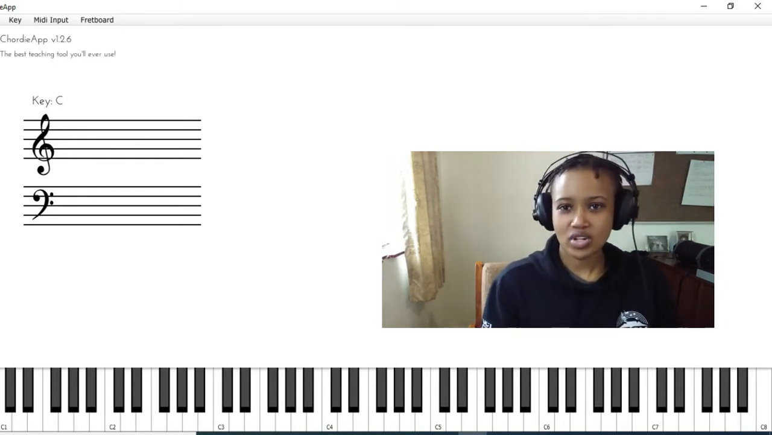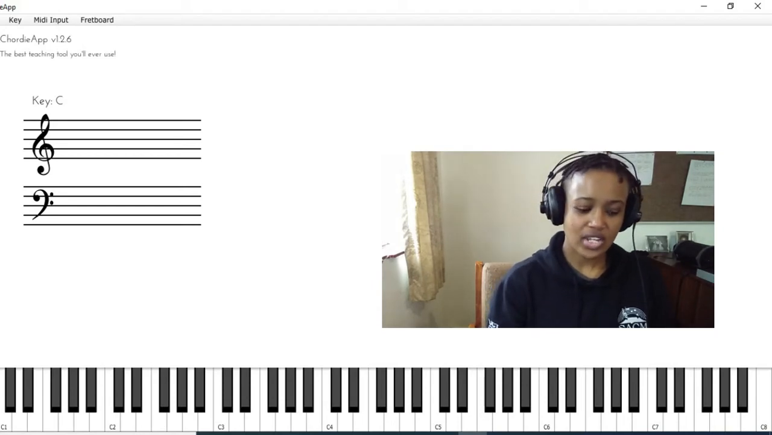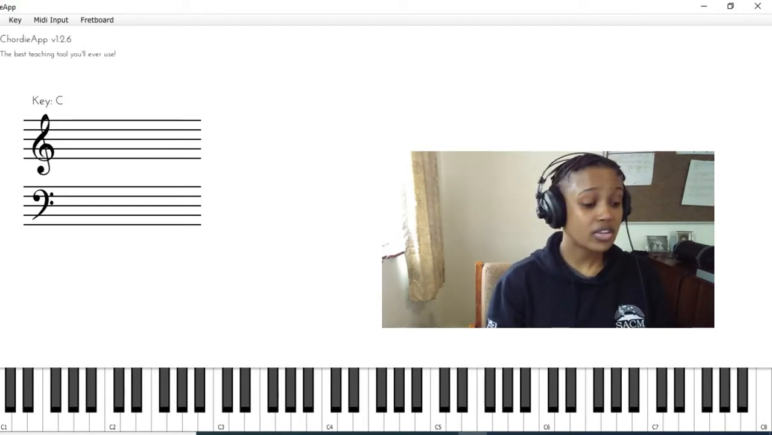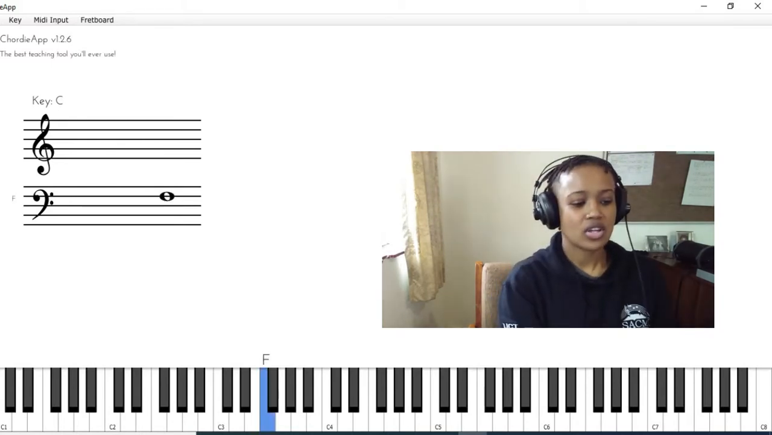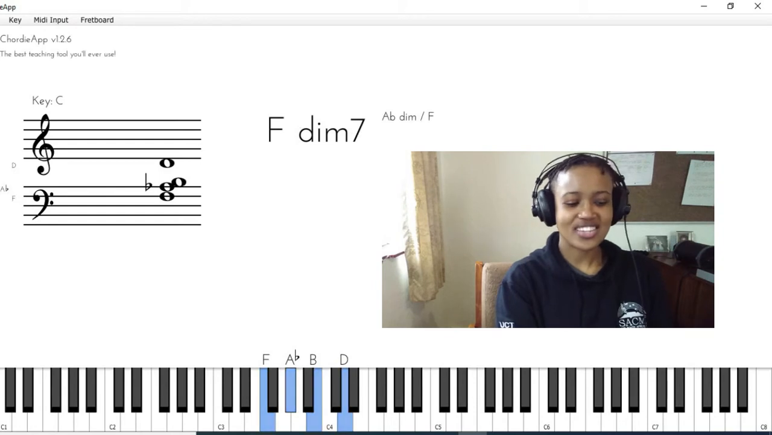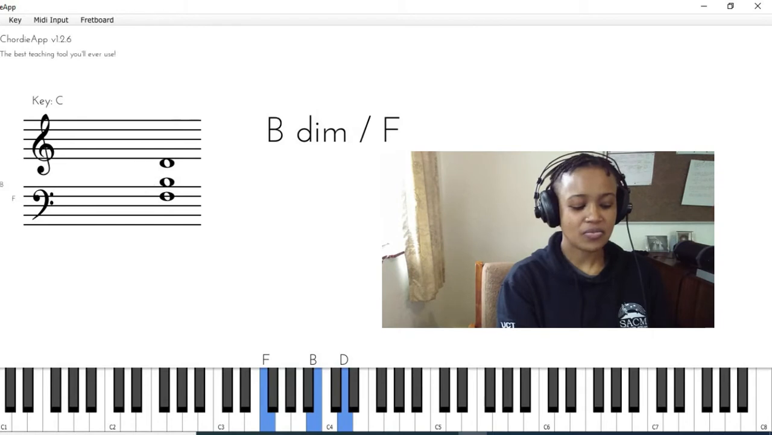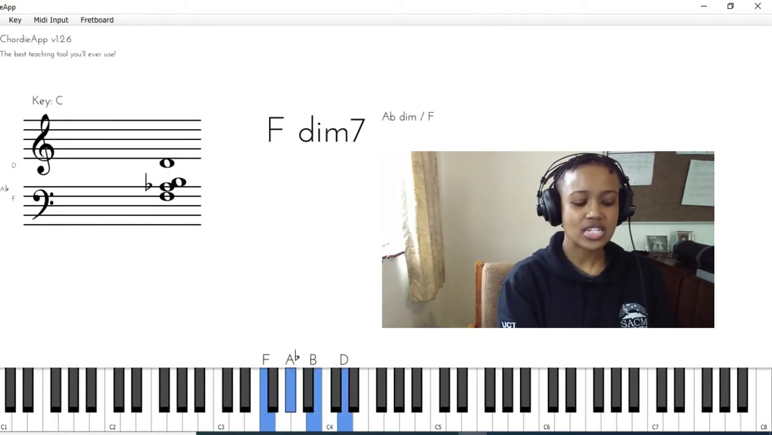What is a diminished chord? Okay, so a diminished chord is basically a chord that is made up purely of minor third intervals. So, for instance, like this, we've got F to A flat. F to A flat is a minor third. A flat to B is another minor third. B to D is another minor third. Okay, so that's all that you need to know in order to build a diminished chord, is that it's a chord that is made up of just minor thirds.